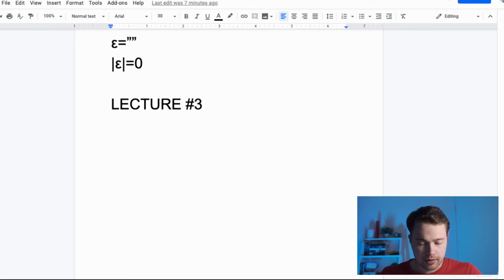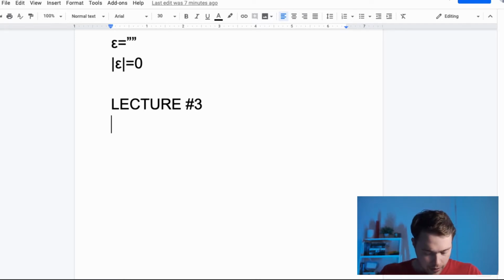Okay, cool. Lecture number 3, let's continue talking about what we talked about last time. We finished up with saying that the empty string is basically a string which contains no symbols, right? Nothing in it. And the length of the empty string, so basically how many symbols do we have in an empty string? 0, right? Because the empty string contains nothing. So the length of nothing is 0.